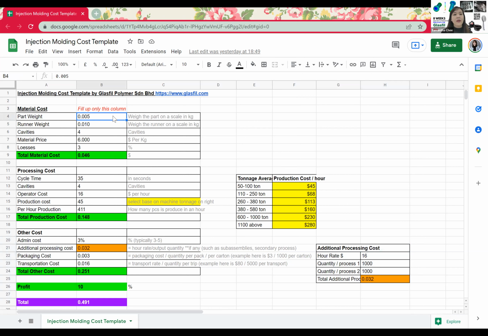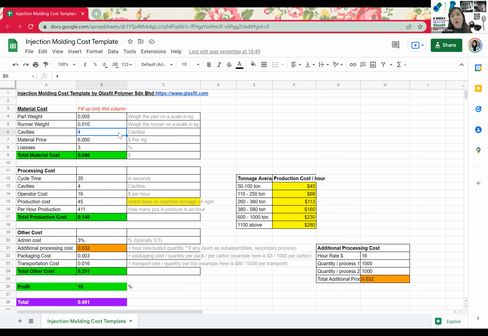How much is the part weight? If, let's say, your part weight is 5 grams, you want to put it in a scale of kg. So 5 divided by 1,000, you get 0.005. And typically you will ask, what is the runner weight? Let's say the runner weight is 10 grams, then it will be 0.01, right?